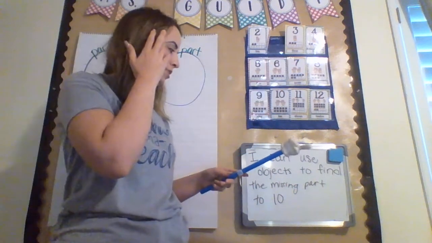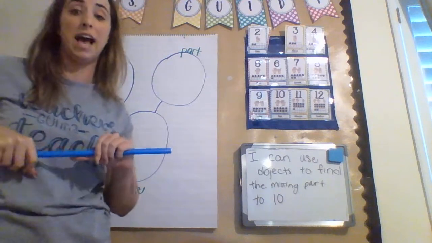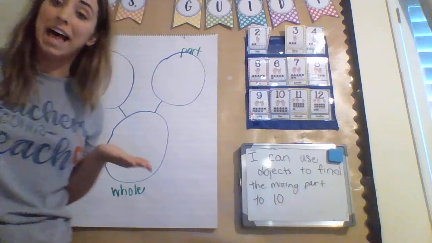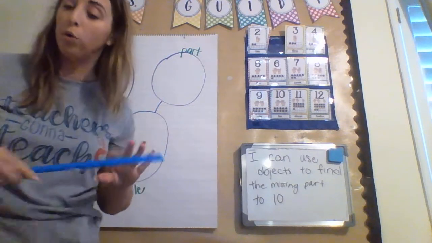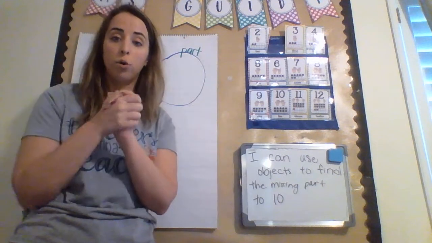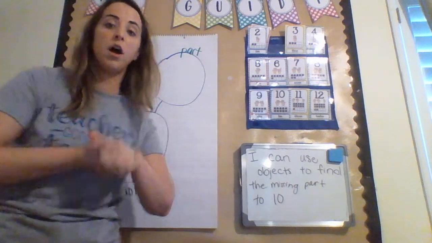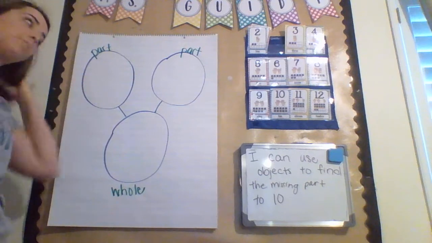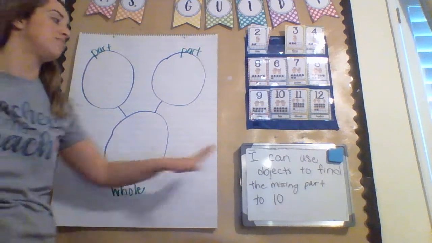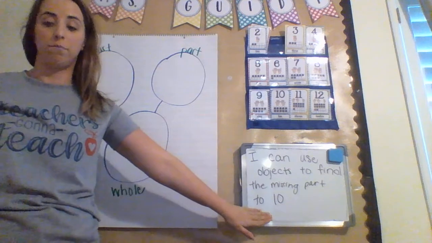I can use objects to find the missing part to 10. So this will be our last day thinking about part, part, whole. So part, part, whole, part, part, whole. Okay, we're going to use our number bond right here first, and then we'll be using the whiteboard, okay?